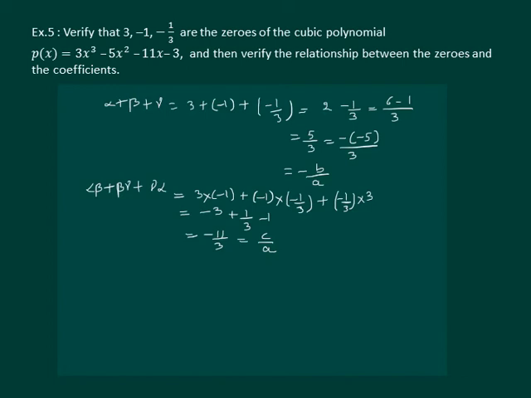Now let us verify alpha into beta into gamma. That will be 3 into minus 1 into minus 1 by 3. On solving we get 1. This can be written as 3 by 3 or minus of minus 3 by 3. Why we are doing this is because our d, or the constant term, is minus 3 in the equation. So we have reached the result that the product of the roots is minus d by a. Hence, we have verified that the relationship between the zeros and the coefficients holds for the given cubic polynomial.